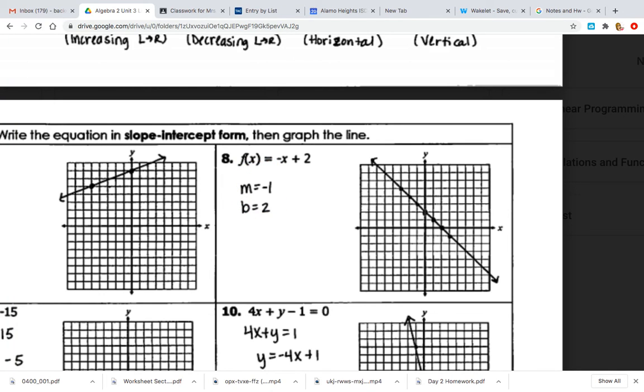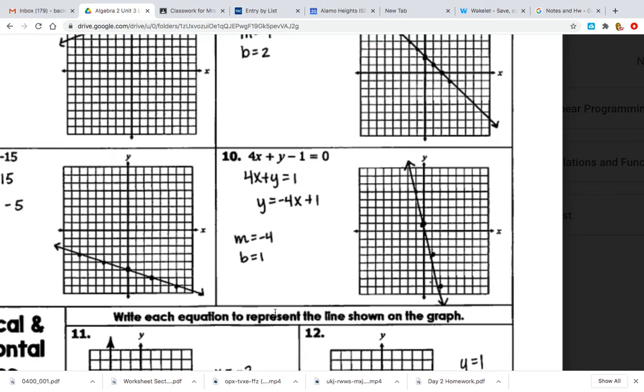So for example, if I want to go down 1 and to the right 1, there's my second point. And then I can do it again. I can go down 1 and to the right 1 again, and there's another point. Or I can start back at the y-intercept. I can go up 1 and to the left 1. As long as one of them is negative, then you're following the slope. And that gives me this nice pretty line, and it is a negative slope. If I read the graph from left to right, it's negative.